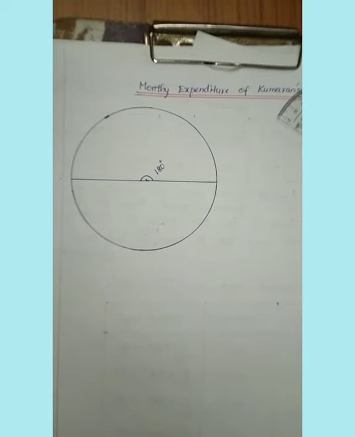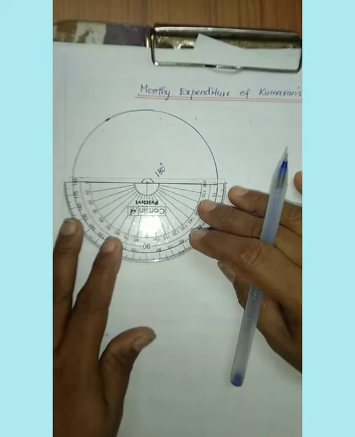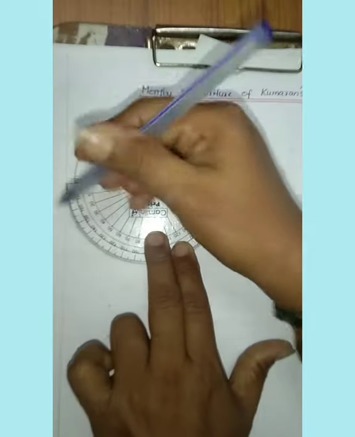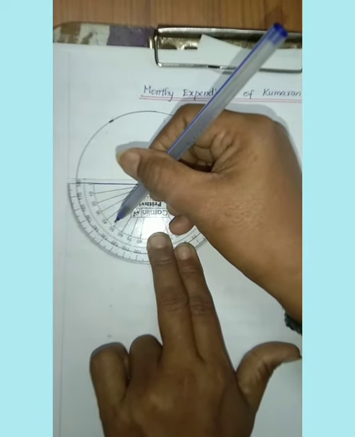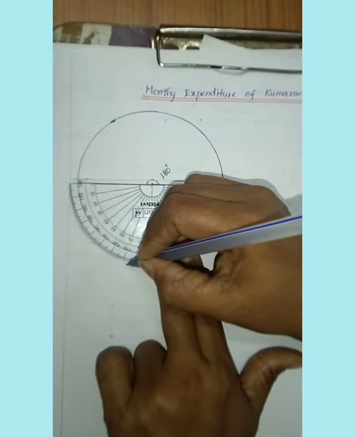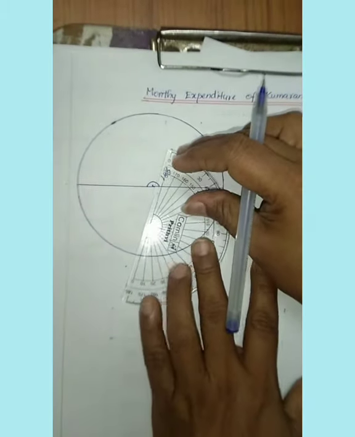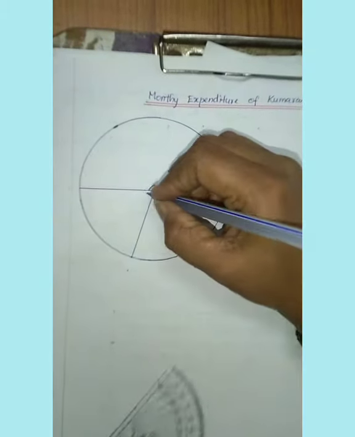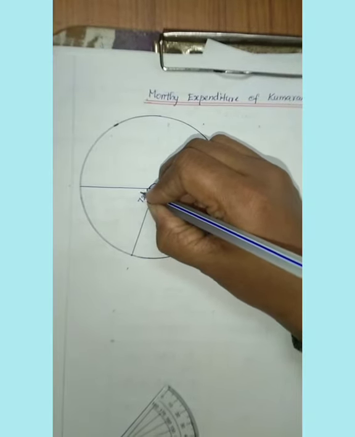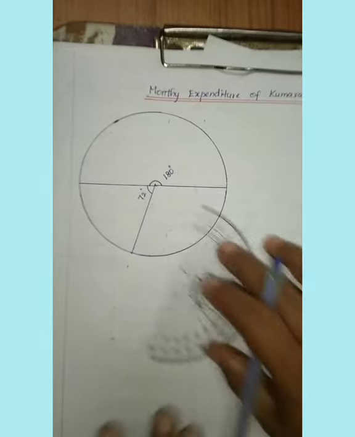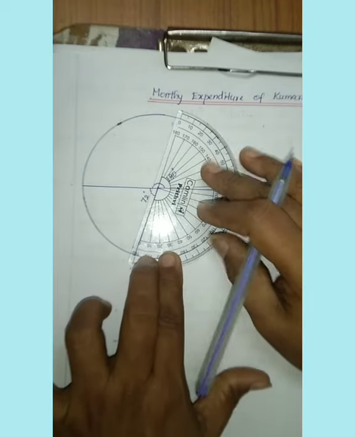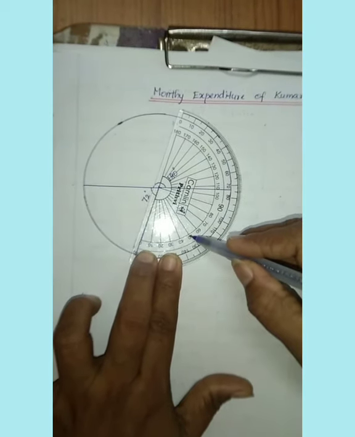Then the second angle is 72 degree. This is a newly drawn line. So place the protractor on the newly drawn line. Then we are going to mark 72 degree. So this is 0, 10, 20, 30, 40, 50, 60, 70, 71 and 72. Third angle is 54 degree. So place it on the new line. Then take 54 degree. This is 50, 54.